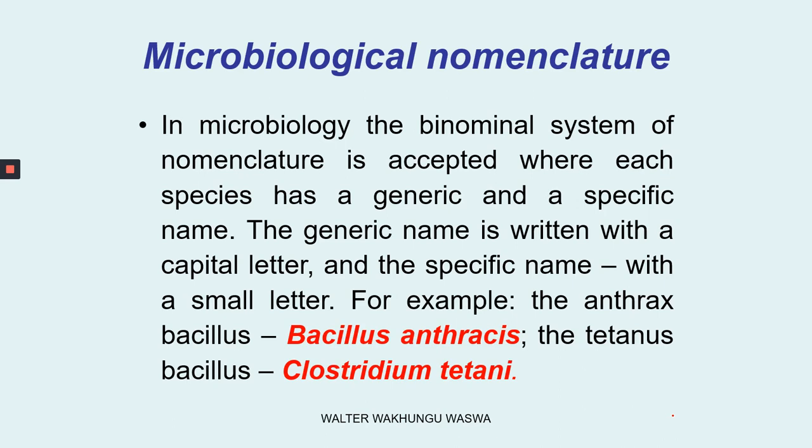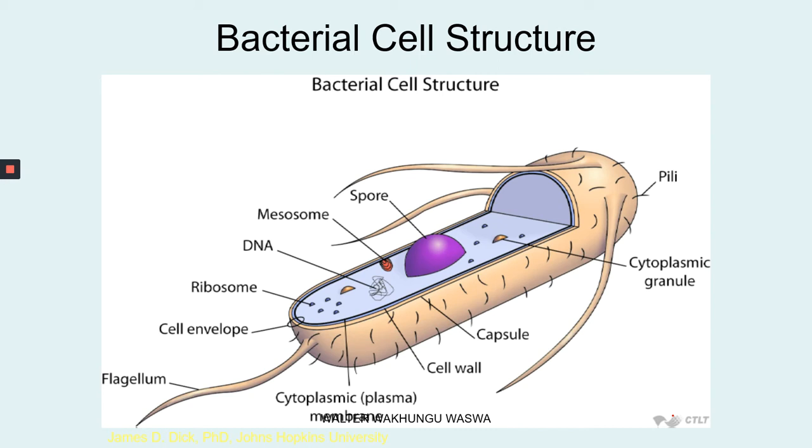So when we're looking at the bacterial cell structure, which is a prokaryotic cell, it is quite adapted in that it has pili, and the pili have a function. One of the functions of the pili is for attachment. Another structure is the flagellum. The flagellum helps it to move up and down. The cell envelope has its function, the cell wall has its function, and the capsule has its function.